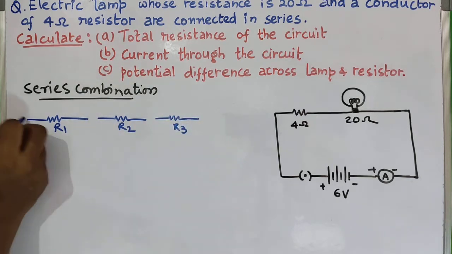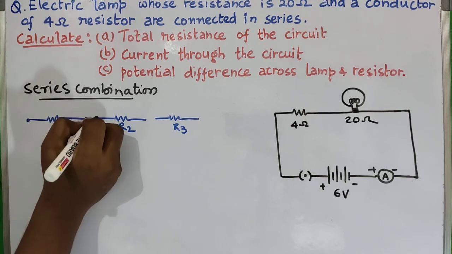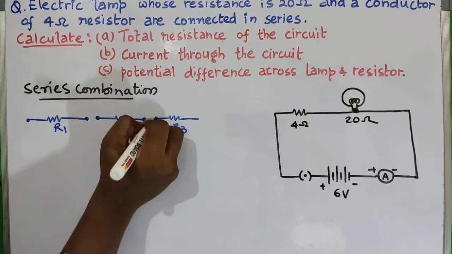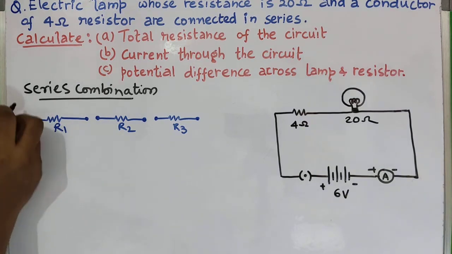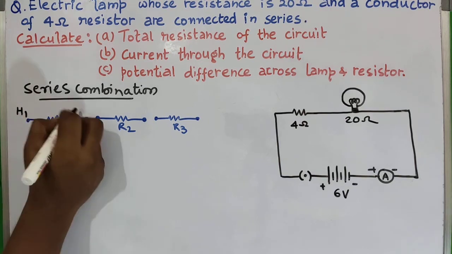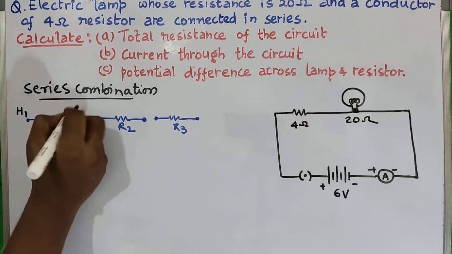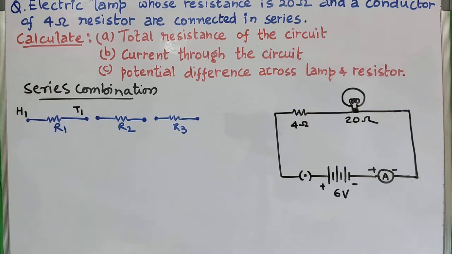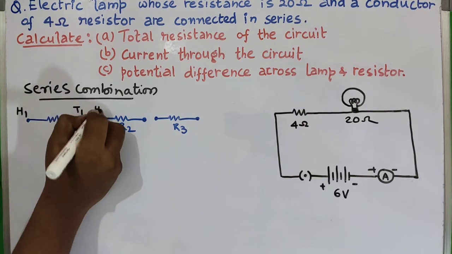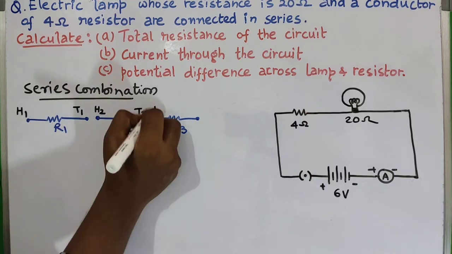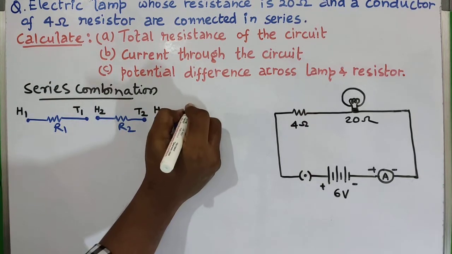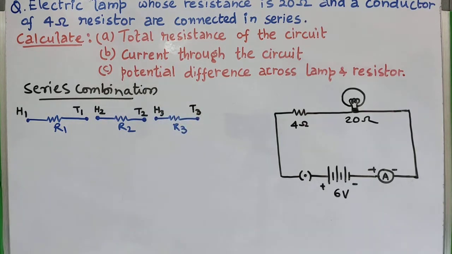So let me denote the terminals of the resistors. A resistor will have 2 terminals. So let me denote the terminals with some names. I am denoting the front part as head, so head of R1 as H1 and the back terminal as tail, let me call it T1. This as H2, head 2, T2, tail 2, H3, head 3, T3, tail 3.